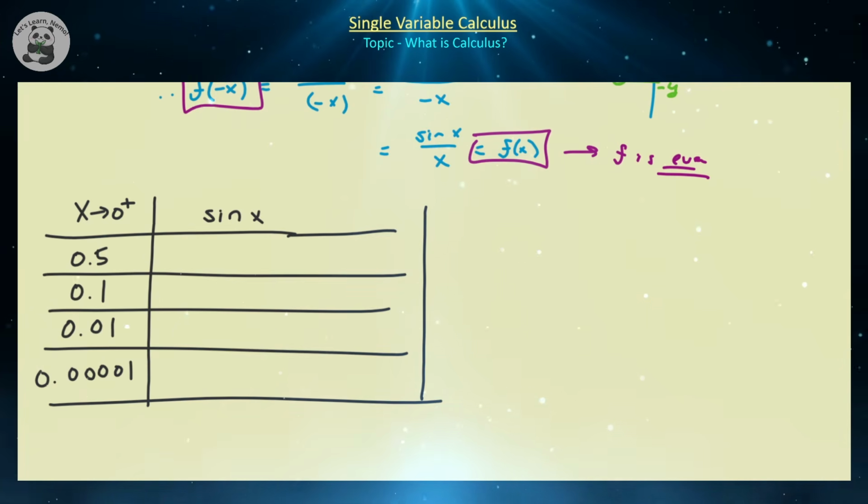If you plug in 0.5 into sine of x, where x is typically measured in radians, you will find that this is approximately equal to 0.9589.